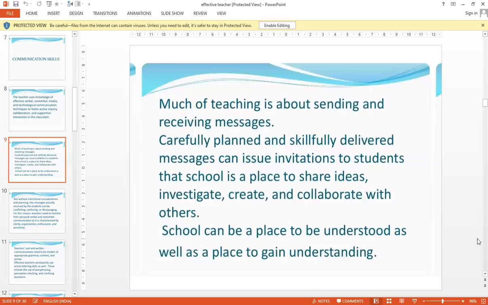So much of the teaching is about sending and receiving, which means we give them seeds and they produce the seeds. We give them knowledge and they produce the seeds. It goes hand in hand, just like our left and right hand. Both go simultaneously.